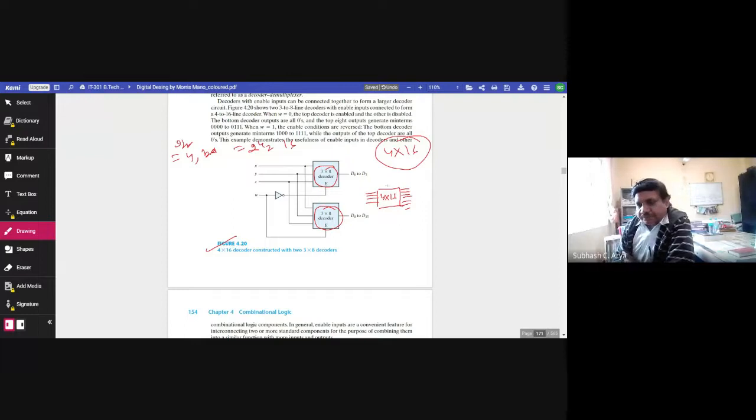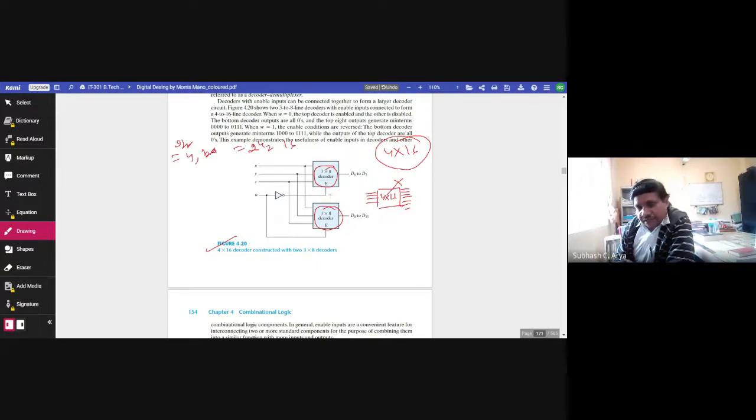But if this IC is not available and you have the 3 to 8 line decoder IC, but 2 in number, then is it possible to realize a higher order decoder with the help of two lower order decoders?